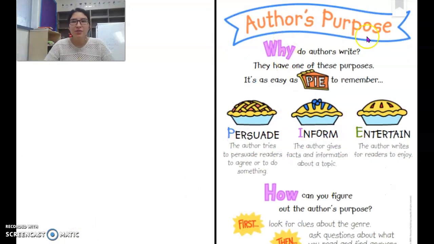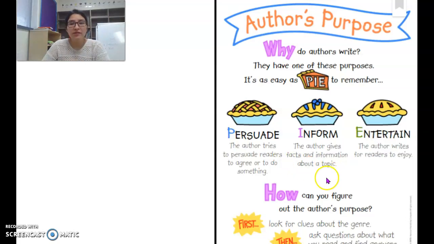All right, author's purpose. We've gone over this several times before, so just a little quick review. Authors write for a reason. Every book you have, there's a reason why the author wrote it, whether it's to persuade you, inform you, or entertain you. They picked one of these. To persuade you, the author tries to persuade readers to agree or to do something. So they're trying to convince you of something. To buy something, to do something, to believe what they're saying, okay?